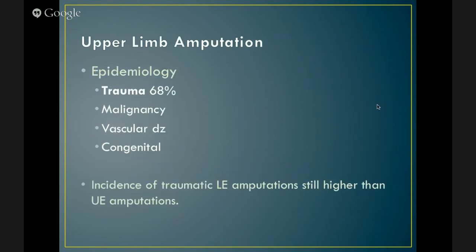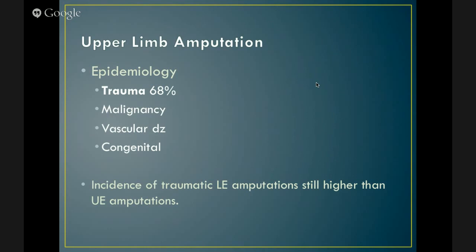Again, upper limb, I'm not going to spend too much time on this, but the overwhelming majority of upper limb amputees are traumatic, almost 70%. Still keep in mind, though, the overall incidence of traumatic lower limb amputations is higher than upper limb. So just sheer numbers-wise, lower limb traumatic amputations outnumber upper limb amputations. That's just because there are so many more lower limb amputations. But percentage-wise, the majority of upper limb amputees are traumatic. Does that make sense?